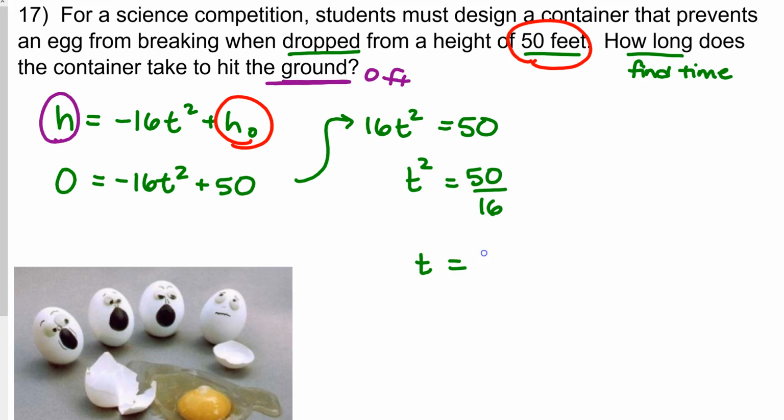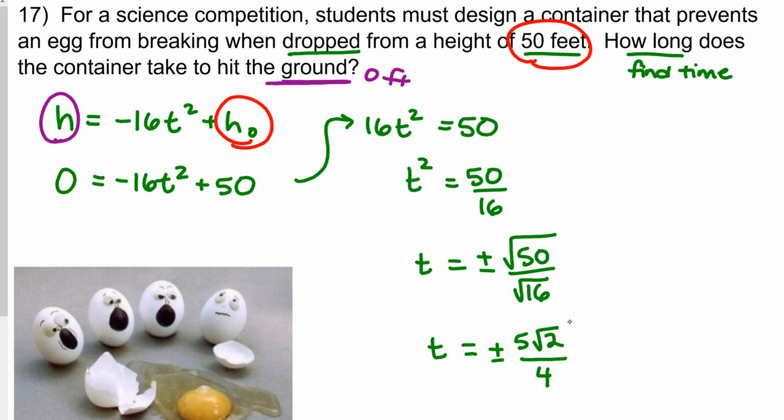Now we're going to square root both sides of the equation. We need plus or minus. Square root of 50 over square root of 16. You can break it up like that. And we know that 16 is a perfect square, so the denominator is just 4. And we know that 50 has 25 as a factor. If we factor the 5 out, we have 5 square root 2. So plus or minus 5 square root 2 over 4.